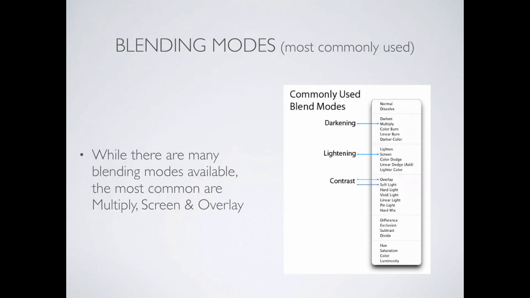So our most commonly used ones, the ones that we're going to definitely use today, are multiply, which is a darkening effect, screen, which is a lightening effect, and overlay. We will use soft light a little bit later in the semester when we fake lighting conditions in a collage. But for the most part, we're going to use multiply, screen, and overlay. Those are the three big ones. And I'll show you how those work in the coming slides.